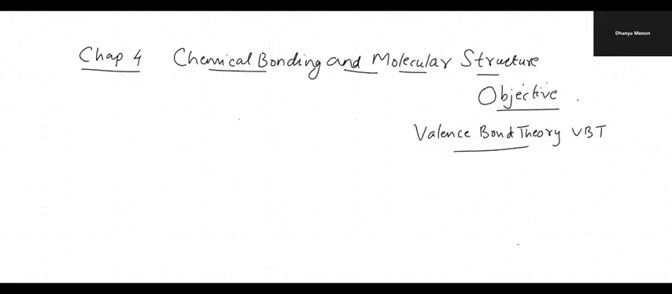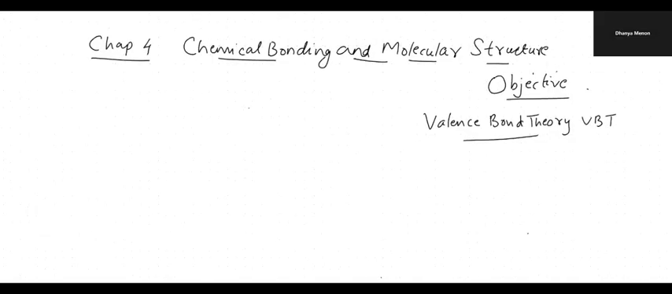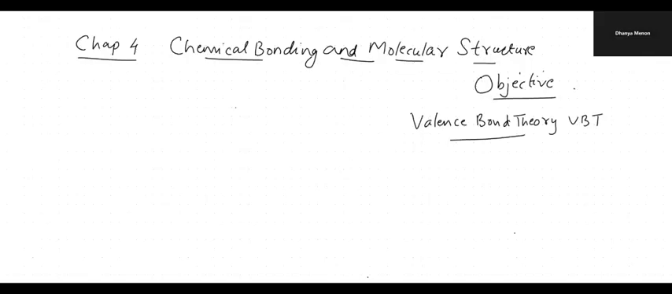We are learning chapter 4 of grade 11 chemistry, which is chemical bonding and molecular structure. In our last video, we learned about the Lewis dot structure and how it could explain the structure. The Lewis theory could tell about the lone pairs, bond pairs, etc., and the type of bond and the number of bonds, whether it's a double bond, triple bond, etc.